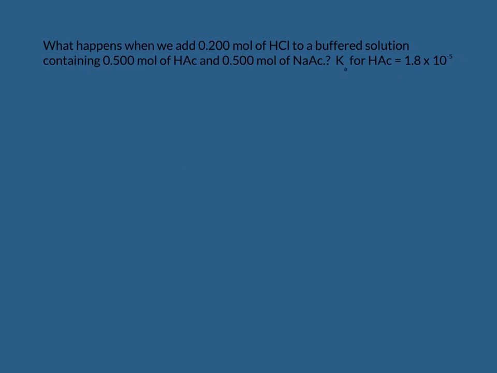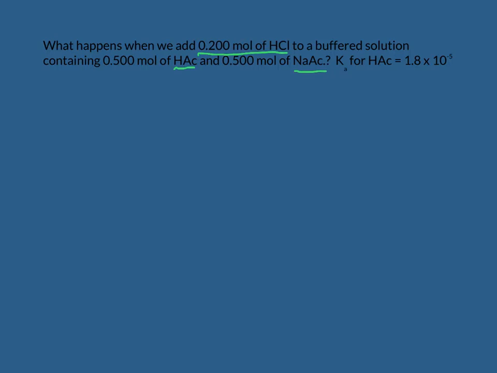Let's see what happens when we add that same amount of HCl to a buffered solution, a solution that is going to have some acetic acid and some sodium acetate. So first, look and see what the pH of the original buffer would be before we add any HCl, so we can see how much it's changing.